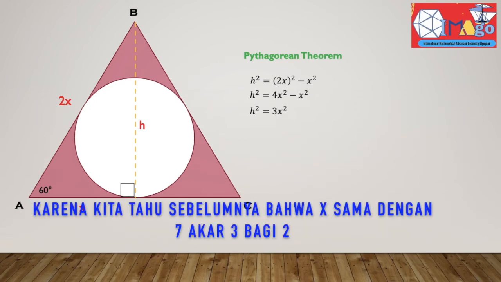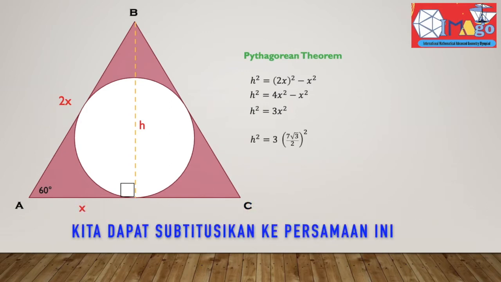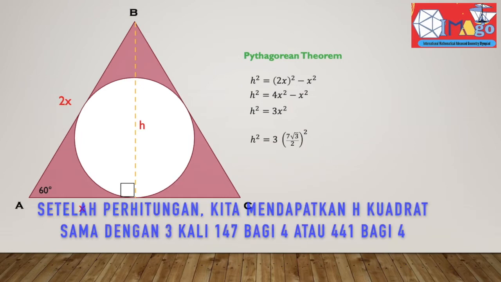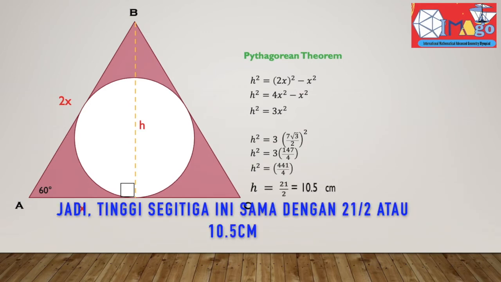Since we know previously that x is equal to 7 root 3 over 2, we can substitute it into this equation to get the following. Calculating this, we got that h squared is equal to 3 times 147 over 4, which is equivalent to 441 over 4. Hence, the height of this triangle is equal to 21 over 2 or 10.5 cm.